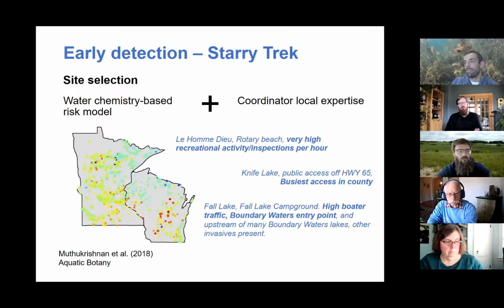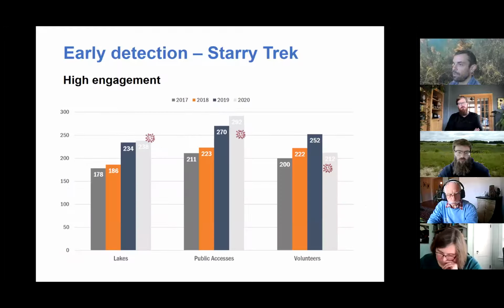There are about 12,000 lakes in Minnesota, so obviously we can't search all of them. So one of the things we really focus on is prioritization for our limited search capacity. So another thing Ranjan did when he was a postdoc with me is develop this water chemistry-based risk model. And we combine that with input from our local coordinators who are sort of experts on the ground and identify locations that they think are a priority for search.